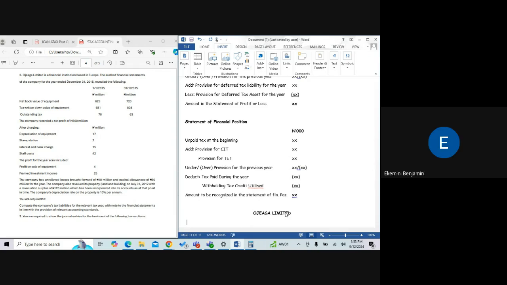Okay, you're welcome. So, they said we should compute tax liability for the relevant tax year. And the relevant tax year that we have here is 2016 year of assessment, right? So we have the determination or computation. Let me use the English they used here: Computation of tax liability for 2016 year of assessment.